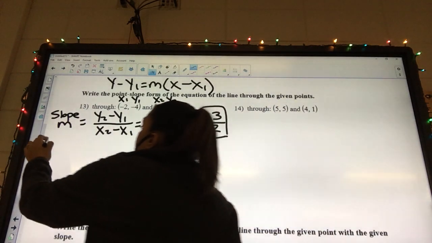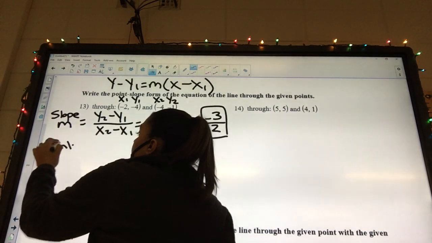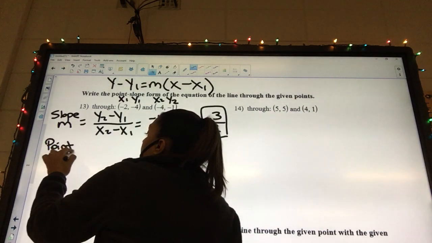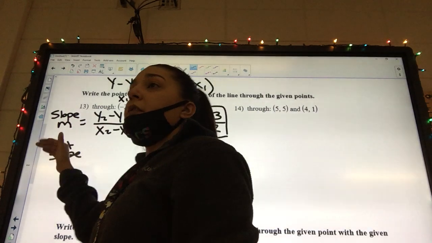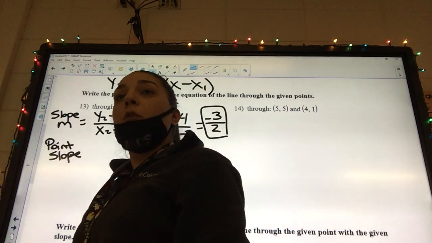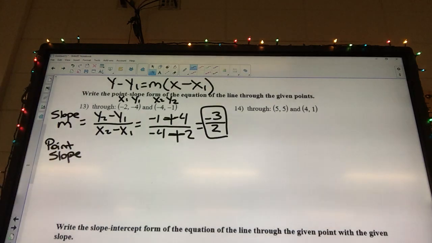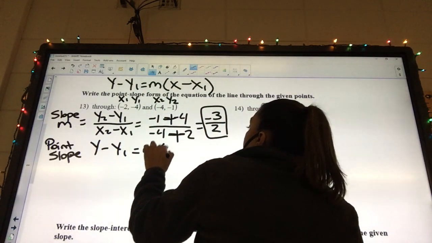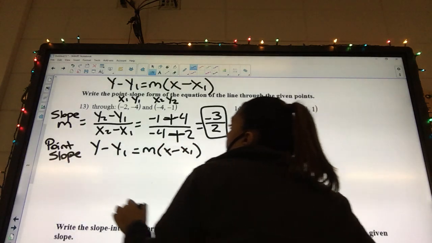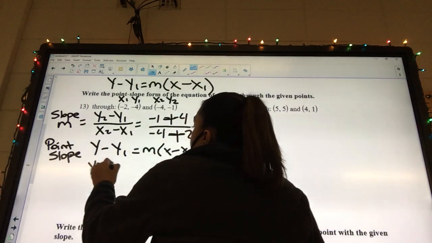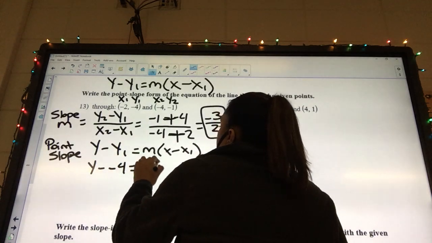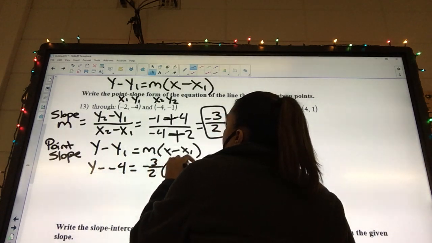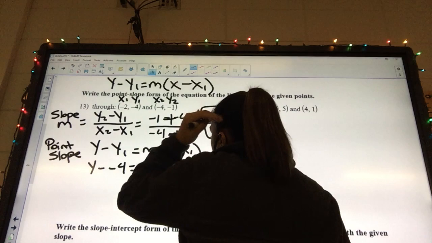Okay, and the next formula that I'm going to use, and they always go in this order. Okay, we always use slope, point slope, slope intercept. Slope, point slope, slope intercept. Okay, so you're never going to go from slope to slope intercept. You always have to have slope, point slope, slope intercept. So is the point slope formula, which is y minus y1 equals m times x minus x1. Okay, so it's going to be y minus negative 4, my m is 3 over 2, x minus, my x1 is negative 2.